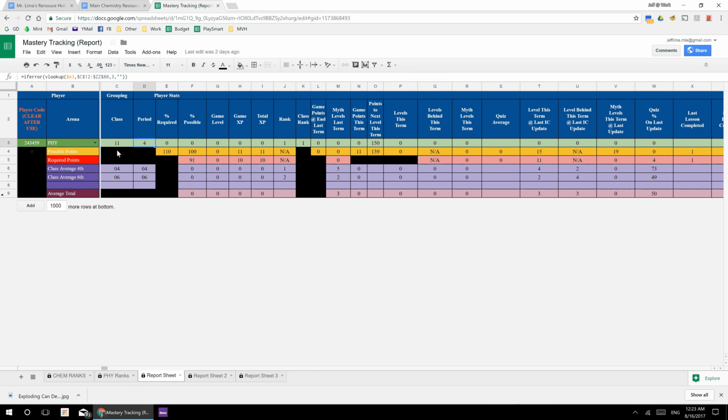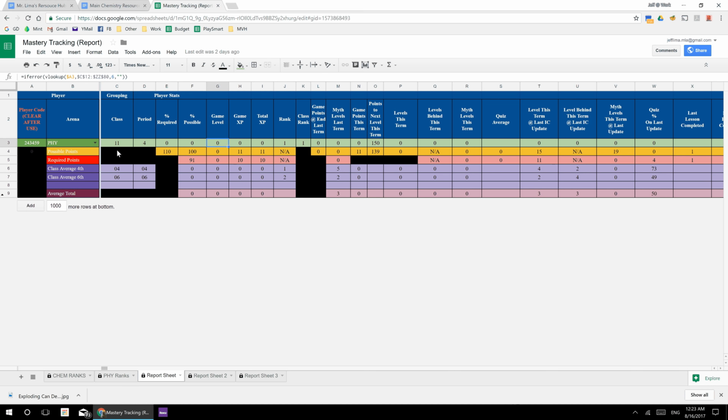It will tell you what grade level you're in. The next column will tell you the period you're in. It will tell you what percent of the required points you have earned, and what percent of the possible points, which are usually a lot more than the required points. By the way, the next line over is talking about the possible points, and the next line over is talking about the required points. And then you get class averages on the bottom of that.